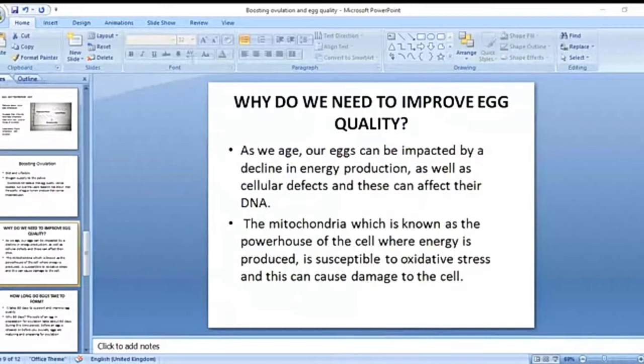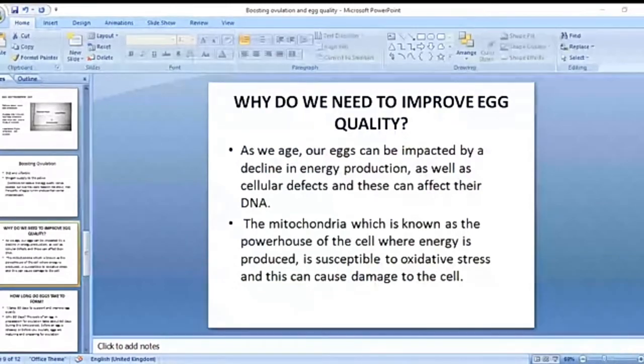And this is because of the exposure to toxins, environmental toxins, and those things happening in our environment that could negatively impact egg quality. So it is very, very important for us to know that working on egg quality is very important, especially if you're above 35, where energy declines. So mitochondrial function as well.